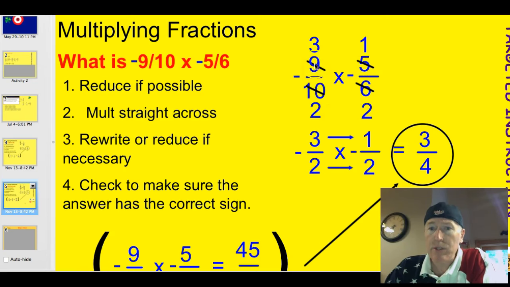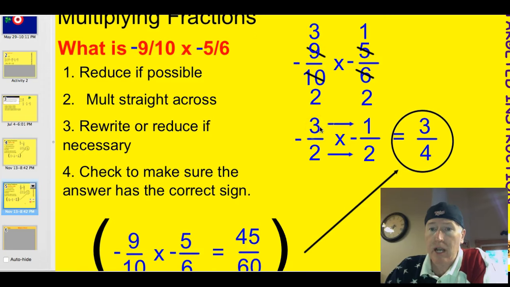I've reduced. I divided the numerator here by 3 and the denominator by 3. And over on this side here, I divided this numerator by 5 and this denominator over here by 2. So when all my reducing is done, I'm looking at a negative 3/2 times a negative 1/2. Multiply straight across, you have a negative 3/4. Let me slip that negative symbol in there.